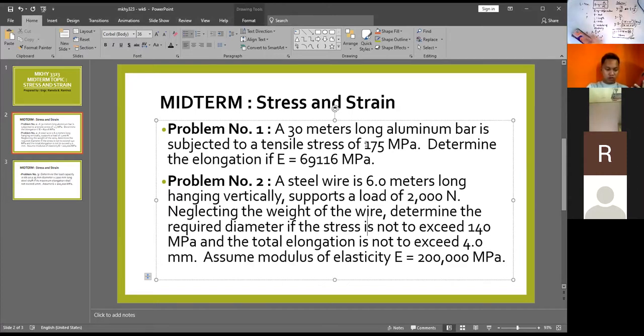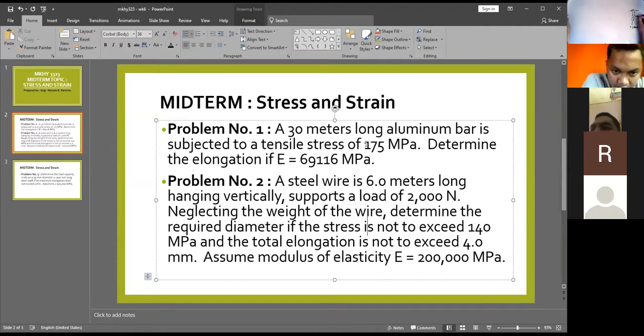So we are going to proceed with the next problem. So we have a steel wire again, and it is hanging vertically. So if you are going to illustrate it, let's say this is the illustration, and the wire is hanging vertically. It's subjected to a load of 2,000 Newton. So the load is 2,000 Newton.